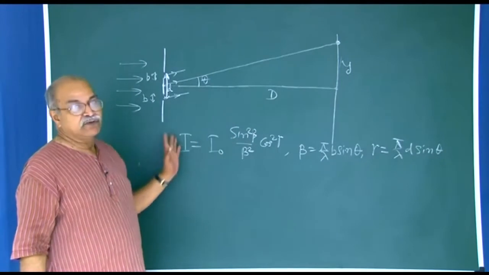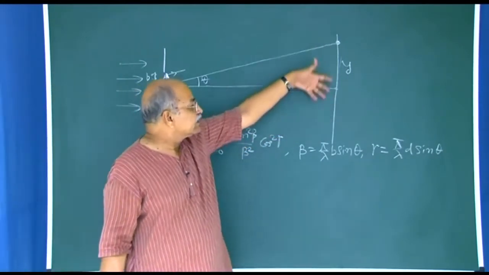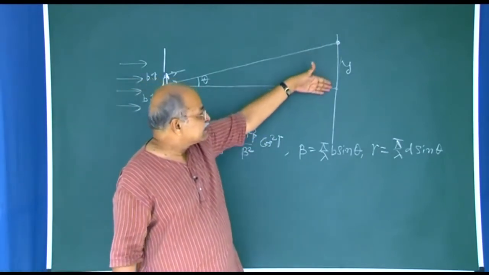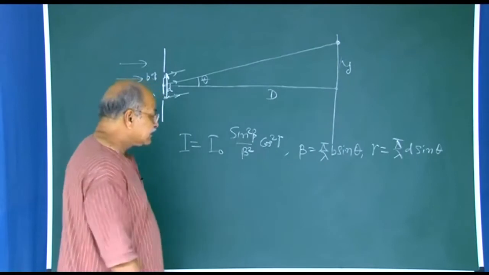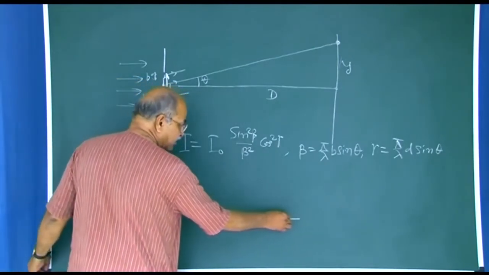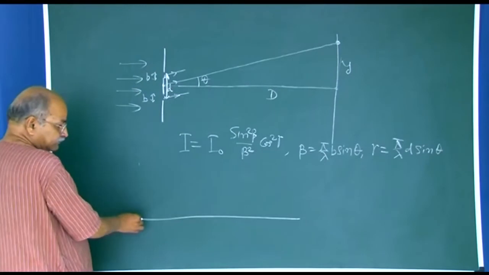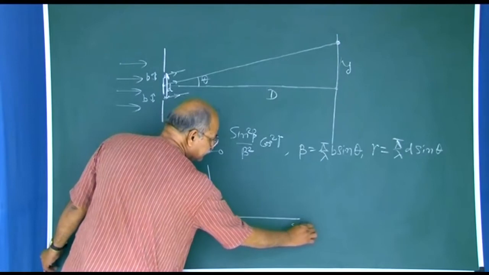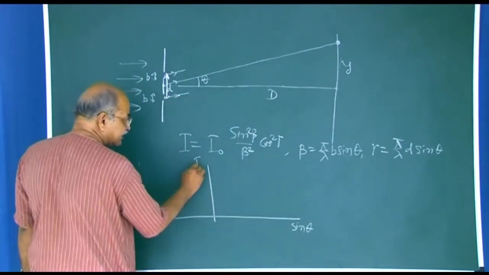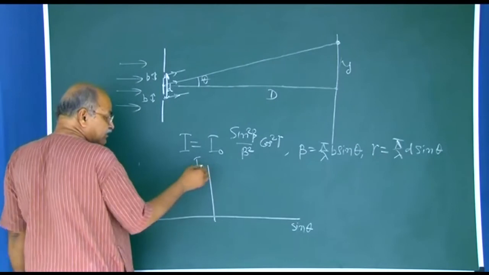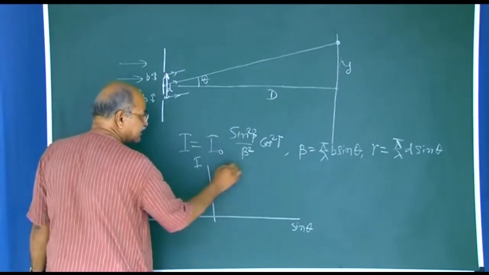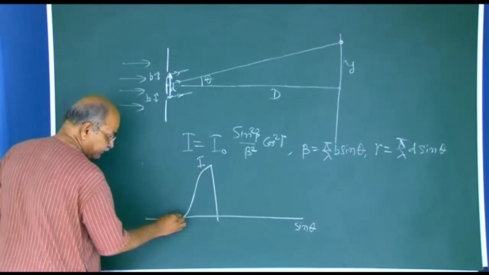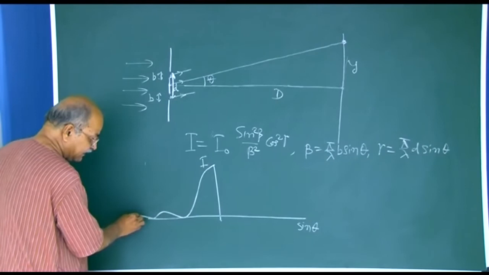And how does this look? If I look at the intensity, what does this equation tell us? What kind of intensity variation is there? And that intensity variation, once again, if you make a plot, and here you write sine theta, and here you write intensity, first you draw the diffraction pattern, and you know what kind of pattern it is. It is something like this.